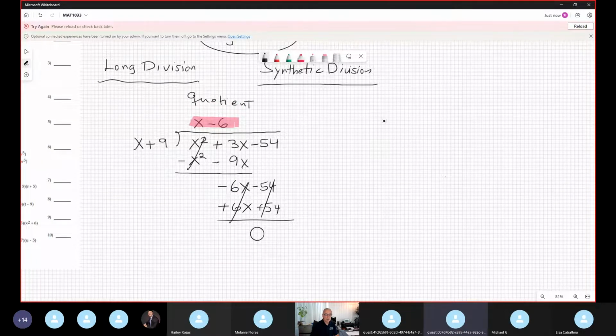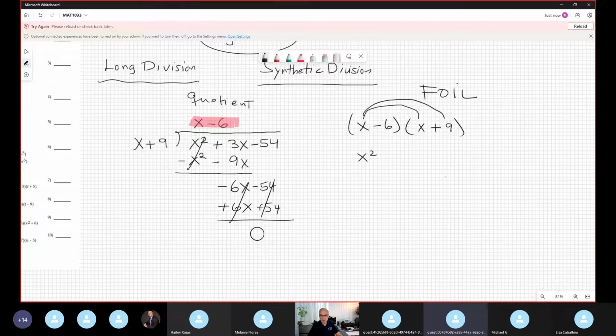If you want to check and see if everything is okay or not, you multiply the answer, x minus 6, times the divisor, x plus 9. And you FOIL because it's a typical multiplication of binomials. Multiply x times x is x squared. x times 9 is 9x. Minus 6 times x is minus 6x. Minus 6 times plus 9 is minus 54. And we combine like terms always: x squared plus 3x minus 54. And we come back to the beginning.